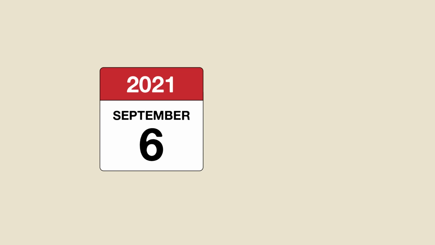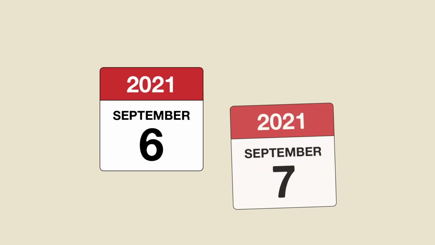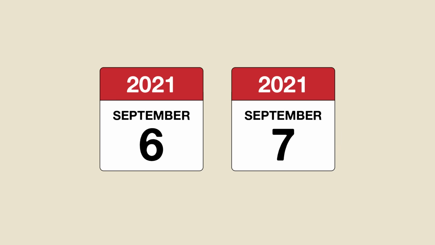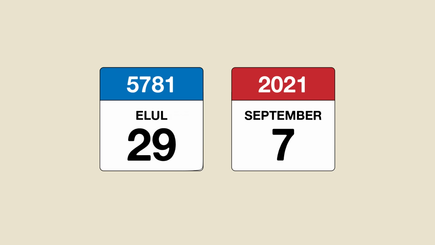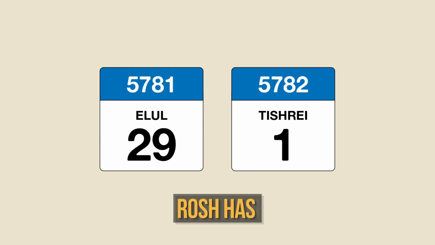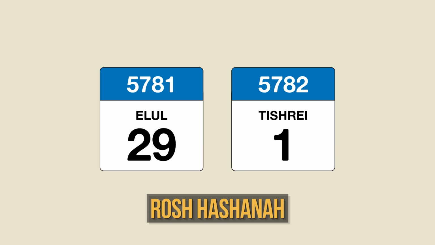According to the calendar that most people use today, this coming Monday will be the 6th of September 2021, and Tuesday will be the 7th of September 2021. However, according to the Jewish calendar, Monday will be the 29th of Elul, 5781, and Tuesday will be the 1st of Tishrei, 5782. In other words, Tuesday is Jewish New Year, also known as Rosh Hashanah, which is why I thought today was a good day to talk about biblical chronology.